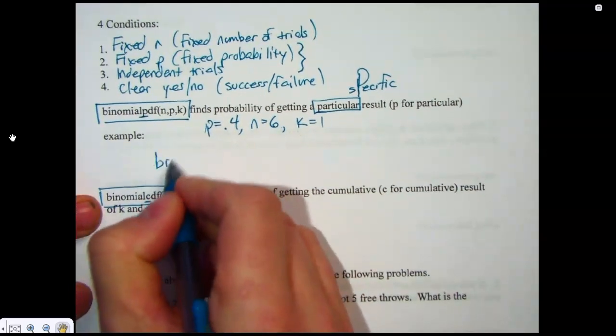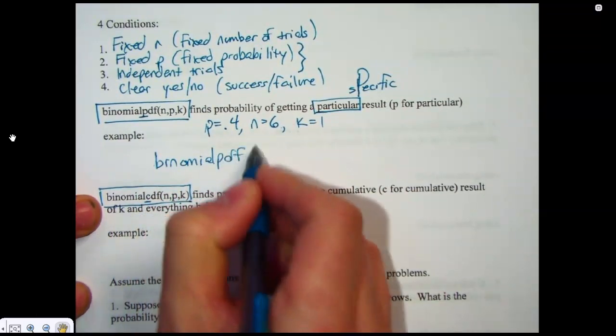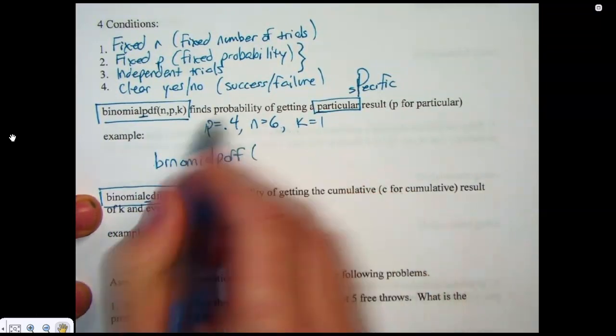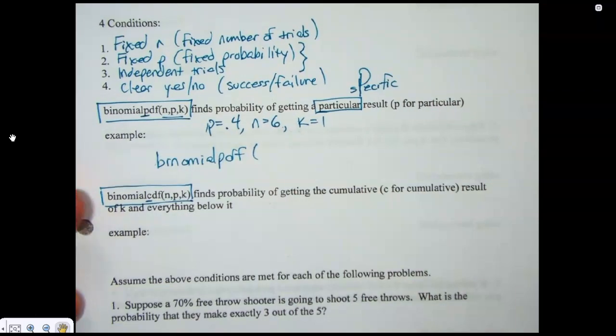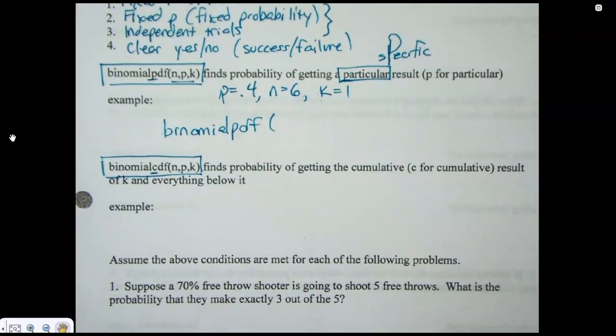You're going to type in, you have to write it out, you have to label it. So it's kind of like the normal CDF stuff. You're going to type in this order, N and then P and then K. So whatever weird abbreviation thing you want to do for that.